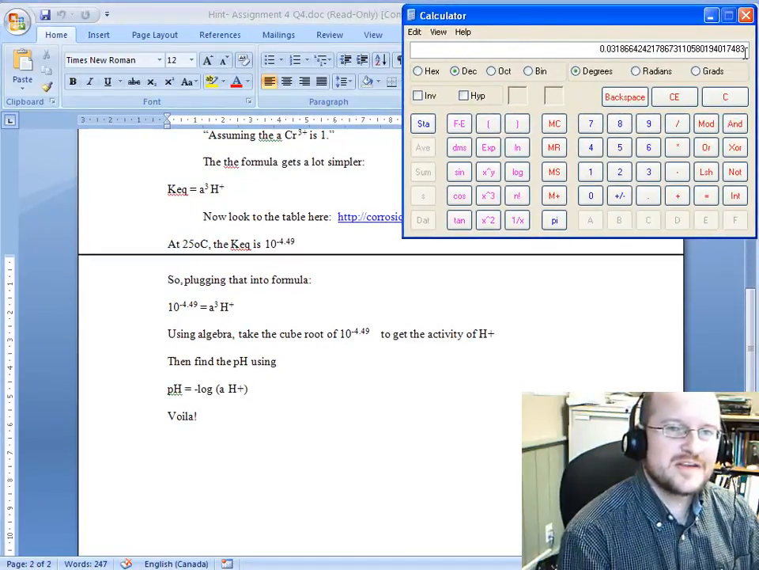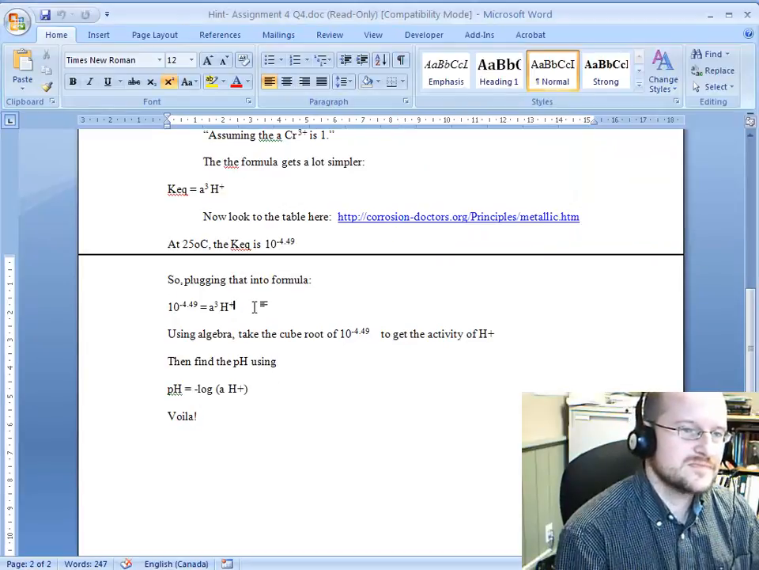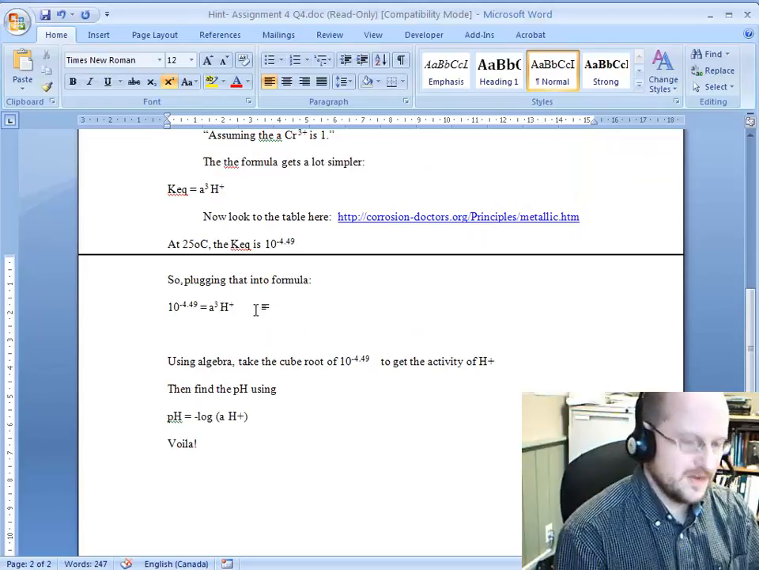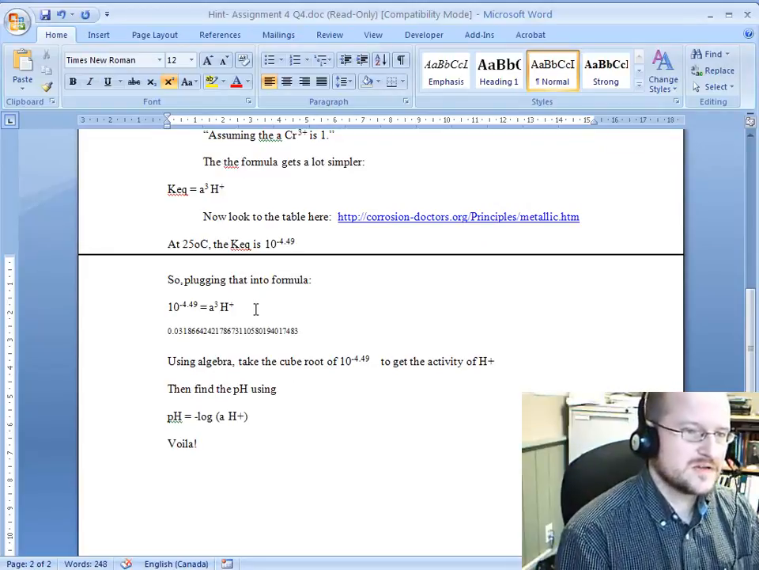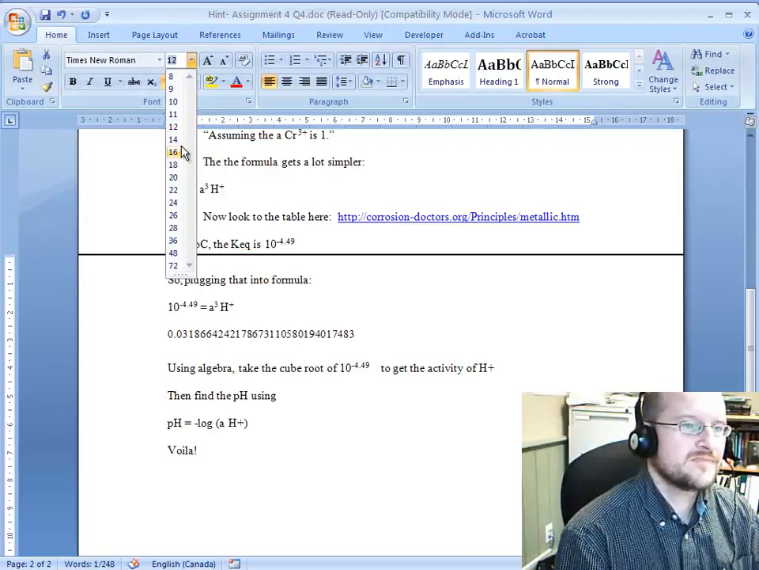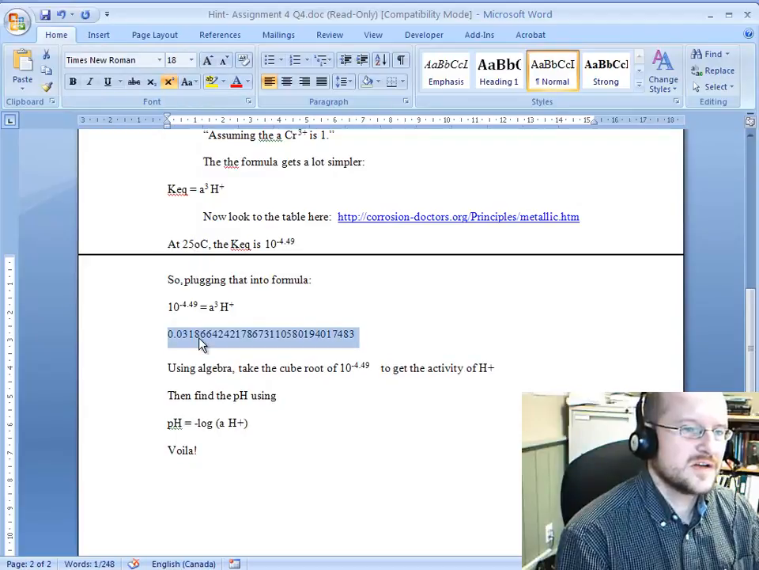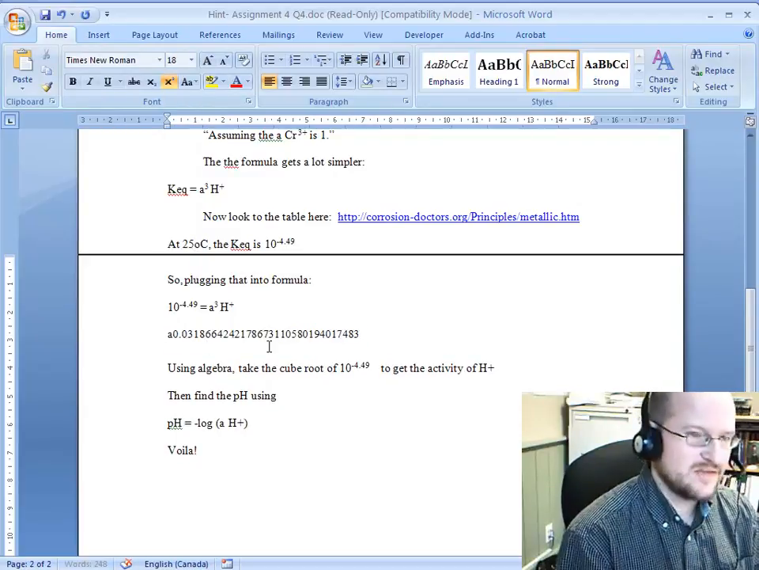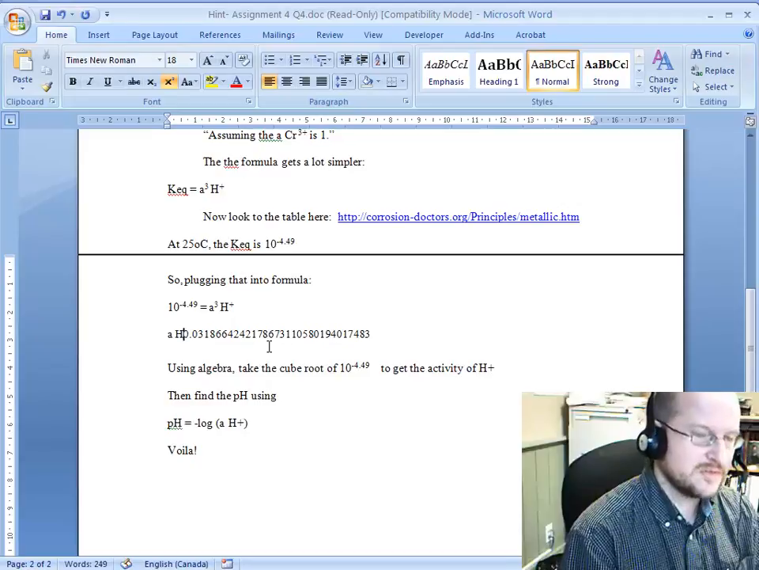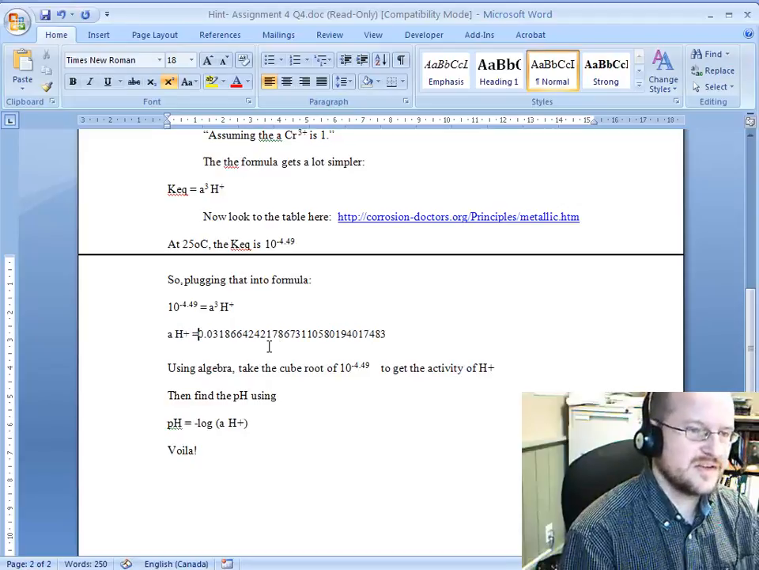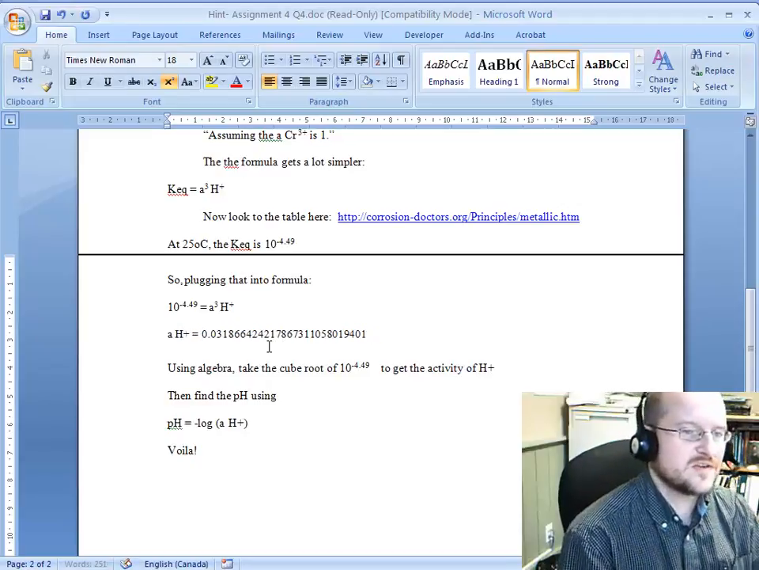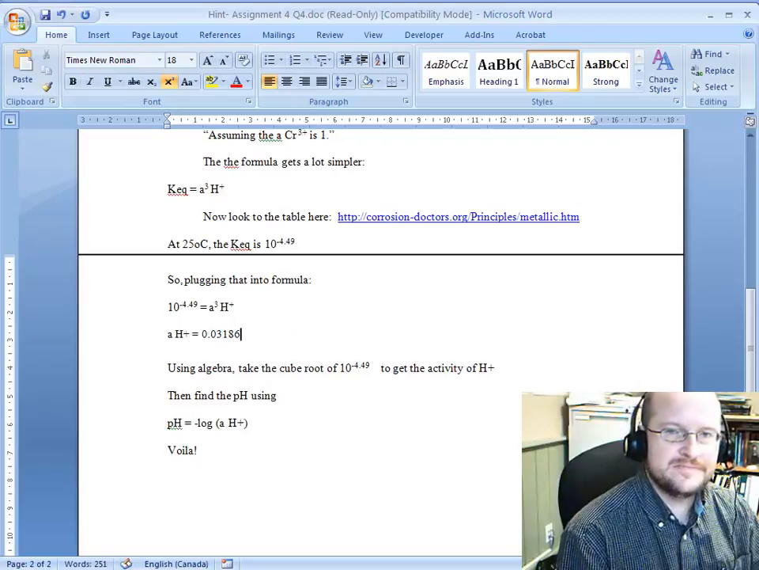Okay, so I'm just going to copy this. Edit, copy. And come here and paste it here. So there's my number. I'm just going to increase the font a little bit so you can see that. It's still small, isn't it? Okay, that's a little bit better. So activity of H plus, so activity of hydrogen is equal to that. Now that's an overkill. Let's kill some decimals off of this. Okay, so there's your activity.